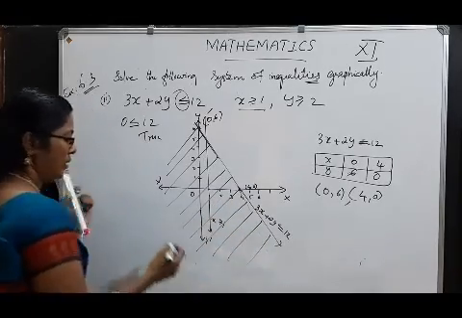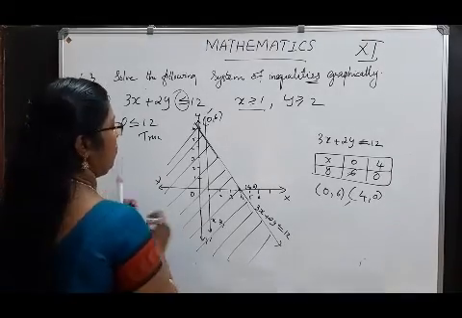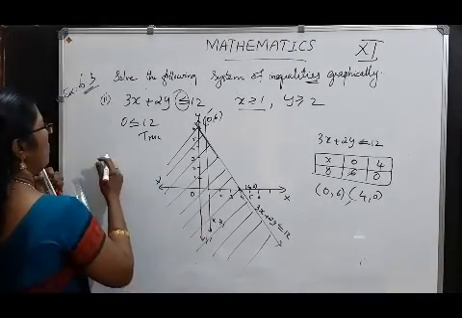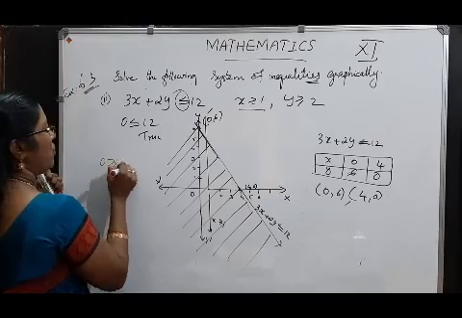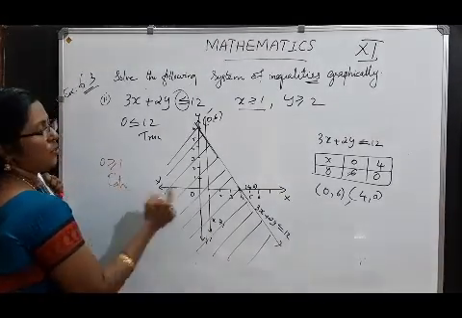Then the next one is x greater than or equal to 1. Here 0 greater than or equal to 1? False. Not including the origin.